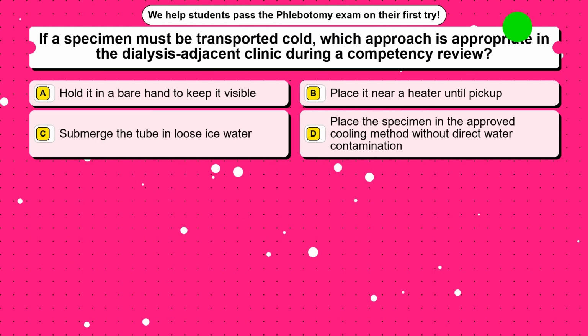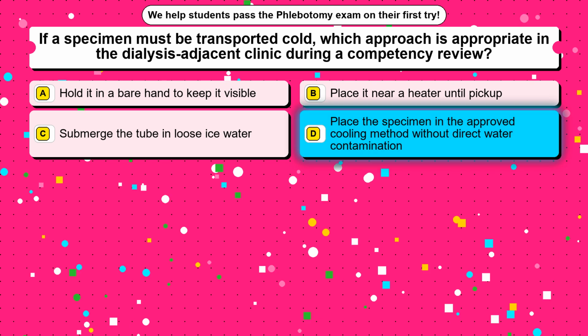Question 48. If a specimen must be transported cold, which approach is appropriate in the dialysis adjacent clinic during a competency review? Option A, hold it in a bare hand to keep it visible. Option B, place it near a heater until pickup. Option C, submerge the tube in loose ice water. Option D, place the specimen in the approved cooling method without direct water contamination.